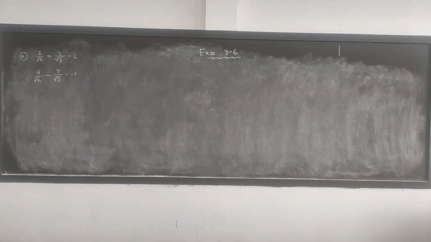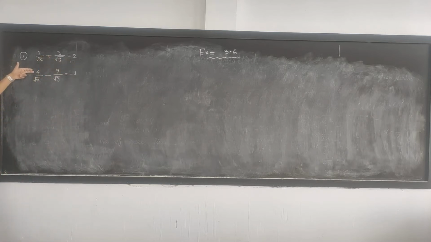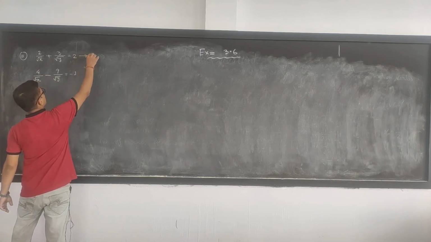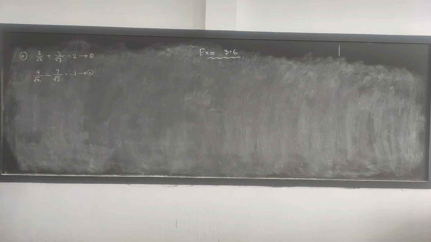Okay, now we have the second question. The second question is 2 by root over x plus 3 by root over y is equal to 2, and the second one is 4 by root over x minus 9 by root over y is equal to minus 1. Let us make the first one as equation number 1 and the second one as equation number 2. Alright, now let us first break this portion.